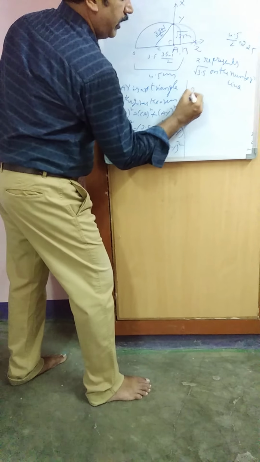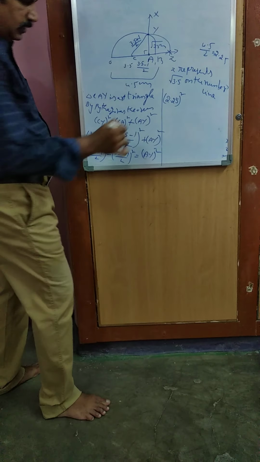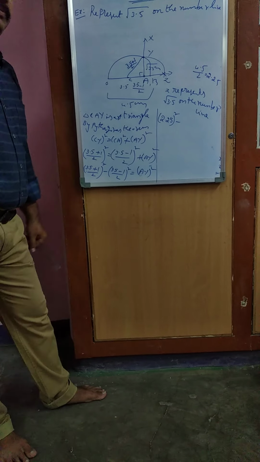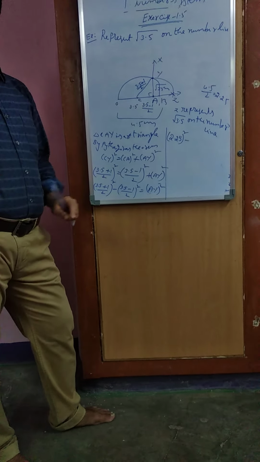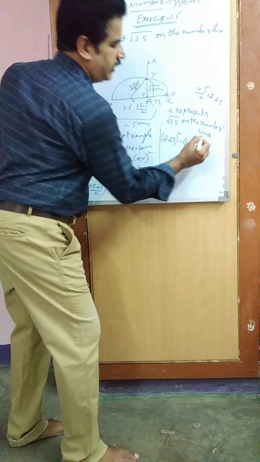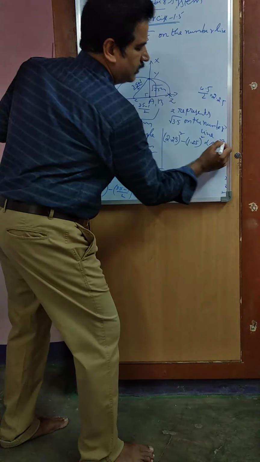So 2.25 whole square minus, 3.5 minus 1 means 2.5, 2.5 by 2 means 1.25 whole square is equal to AY whole square.